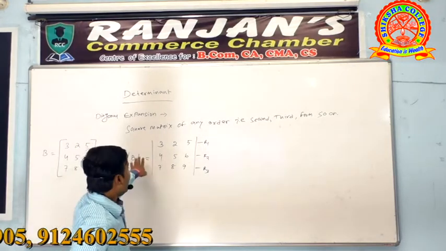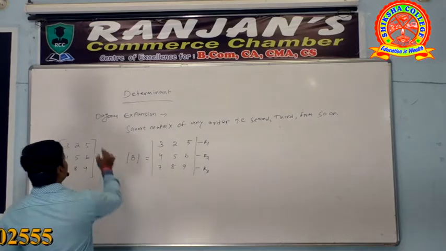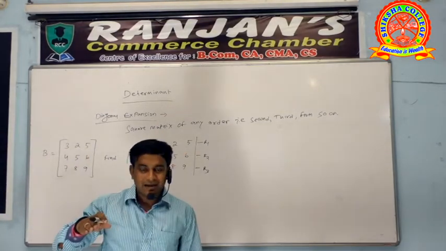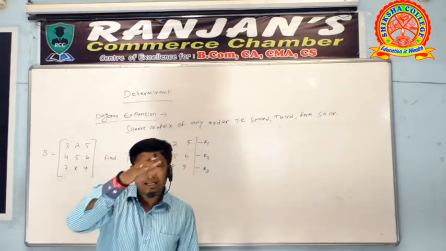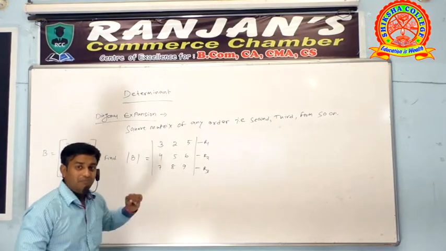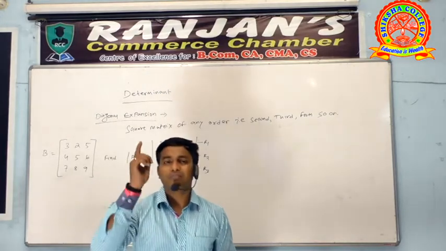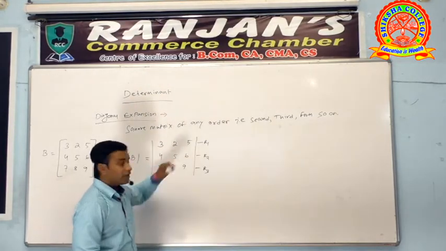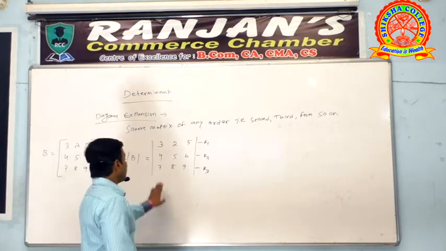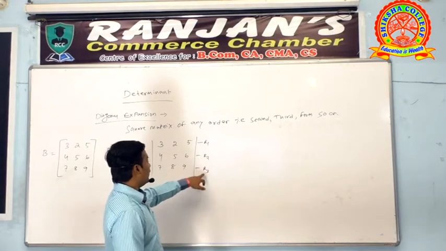So we have 3 rows, row 1, row 2, row 3. In the second order, we diagonally expand: the leading diagonal multiplication minus the other diagonal. In the third order we also use that method, but we have 3 values. So that's why we have to go through another process. What is that? Here we have 3 rows, row 1, row 2 and row 3.